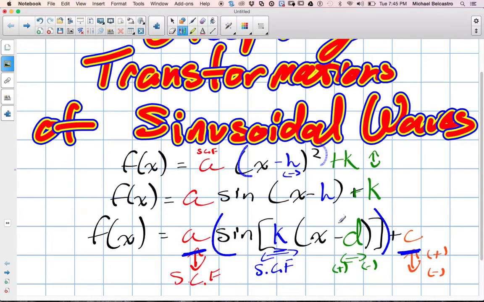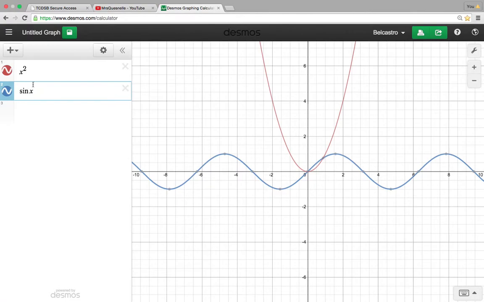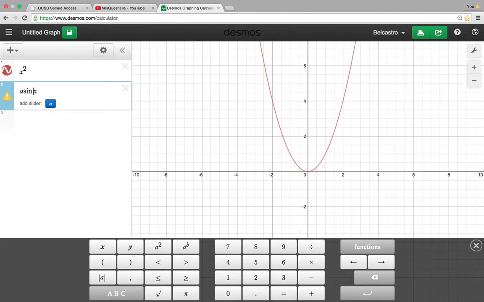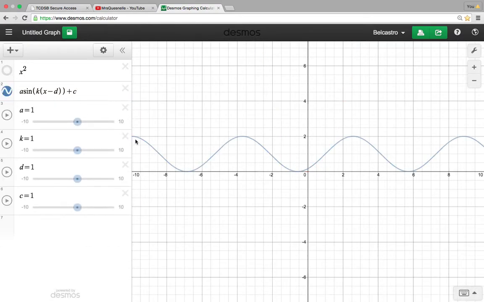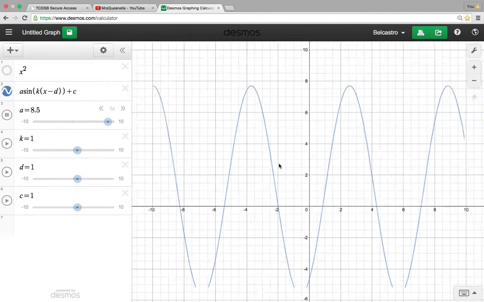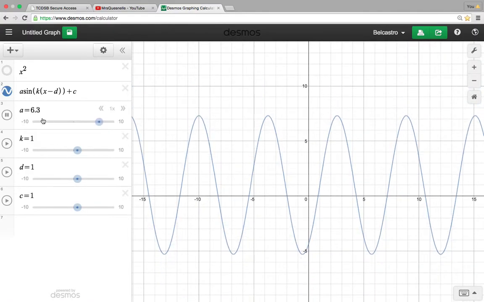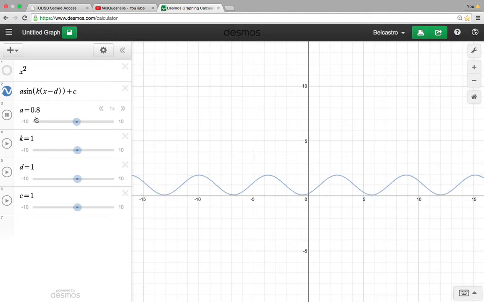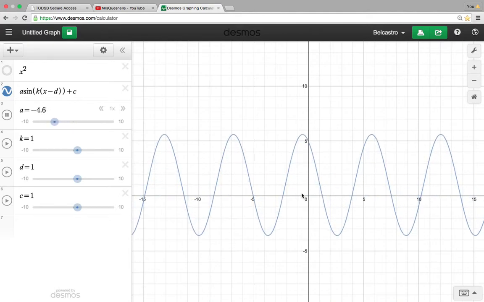But this can be kind of hard to graph, so I'll quickly show you what they look like when we put them all together. If I put the letter a here, with brackets, x minus d, plus c. The program asked me to add some sliders, but it's still the exact same idea. Here's when a is 1, and as we increase a, it gets stretched, taller and taller, and as the value comes down, eventually it gets to a negative and flips.